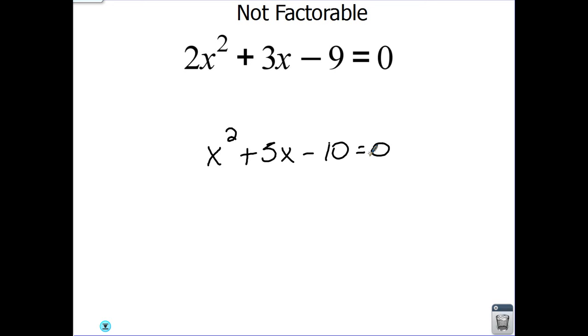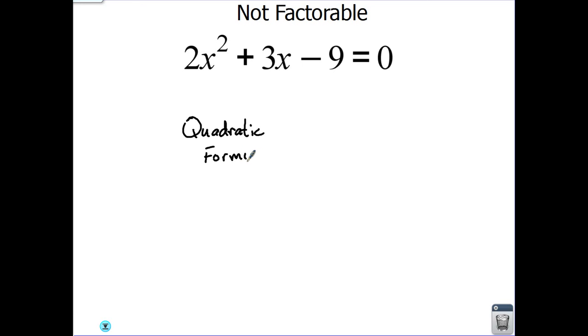Nothing. The only thing that multiplies to give you 10 is 2 and 5, and 10 and 1. That's positive, and neither one of those adds to give you a positive 5. That is not factorable. What do I do when something's not factorable? I use what's called the quadratic formula, which is the third and final way of solving quadratic equations that we're going to cover. Write this formula down in your notes.